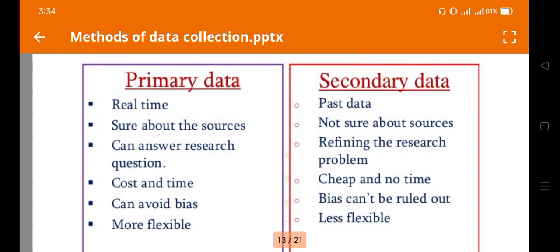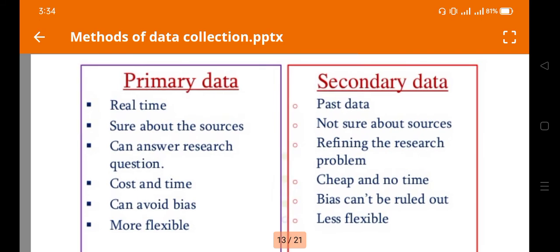Primary data, it is real time, collected by researcher himself for the first time, and you are sure about the resources, and it can answer research question. No, it is costly and time consuming, as the researcher invests his energies and resources in it, right? Or you can avoid biasness or subjectivity, and it is more flexible.